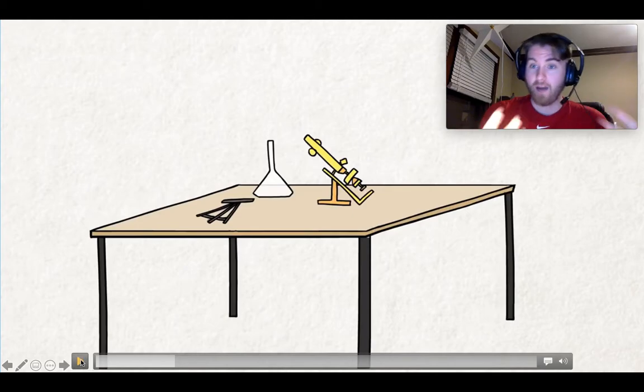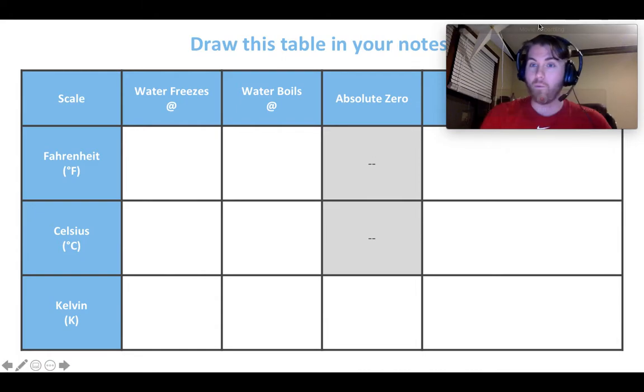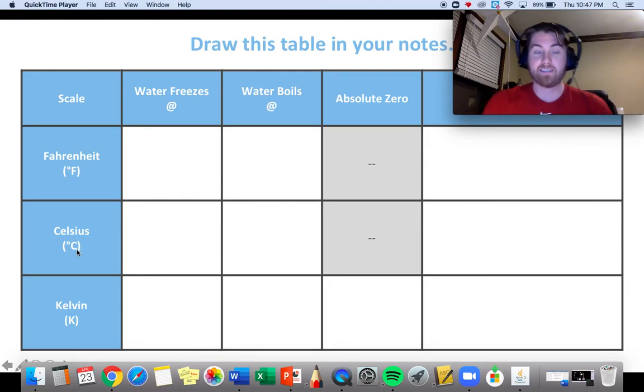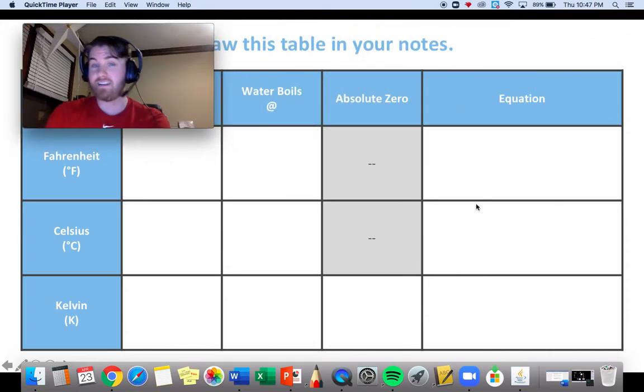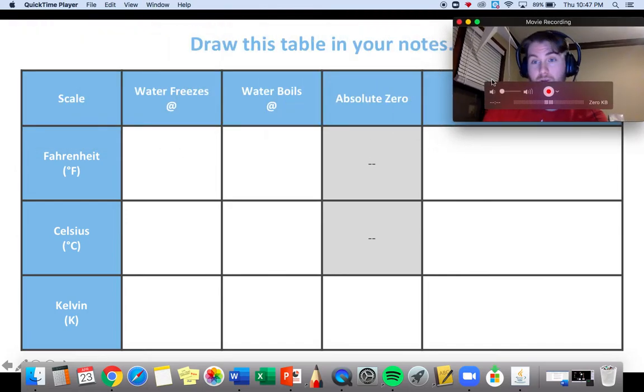Now, I'm going to skip past this because you know my feelings already on the imperial system and we don't need to go over those again. But we are going to make one big, gigantic table of Fahrenheit, Celsius, and then the actual SI unit, which is Kelvin. We're going to write the temperature at which water freezes for each scale, at which water boils for each scale, the absolute zero for each, and then finally each one is going to have an equation. And we need to figure out how to solve for that specific equation.